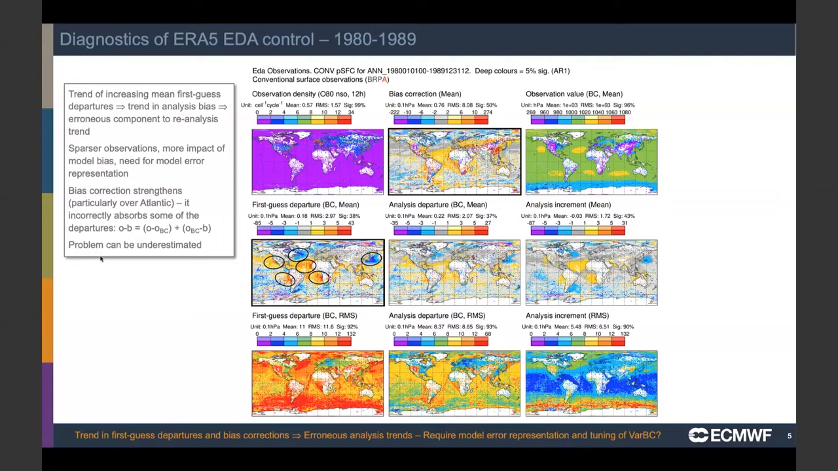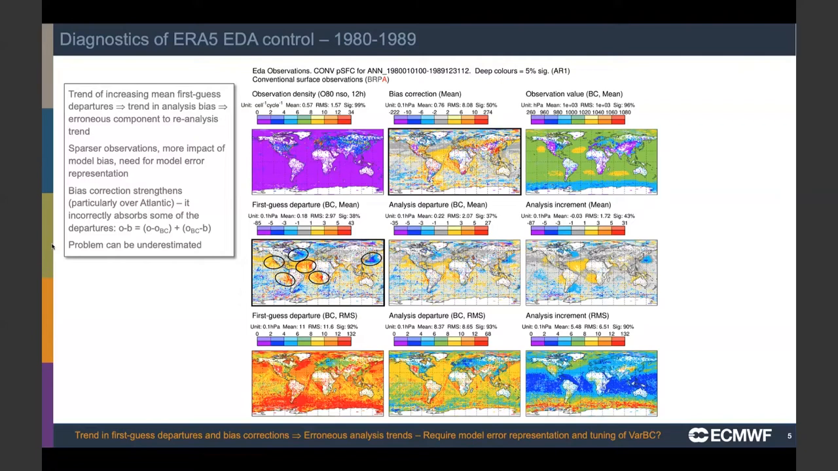There's also another aspect here which is quite interesting. If you look over the bias correction, particularly over the Atlantic region, then the bias correction has actually increased a lot as you go back in time as well. And what that seems to be saying to me is that our bias correction scheme is actually mopping up quite a bit of the systematic first guess departures. The bias correction and the first guess departures here basically add up in that sort of formula on the left-hand side. So it suggests the problem could be somewhat worse. And so not only do we need to take account of model error, but we also perhaps need to tune our bias correction scheme so it doesn't mop up the model error, or attribute model error to observation bias.